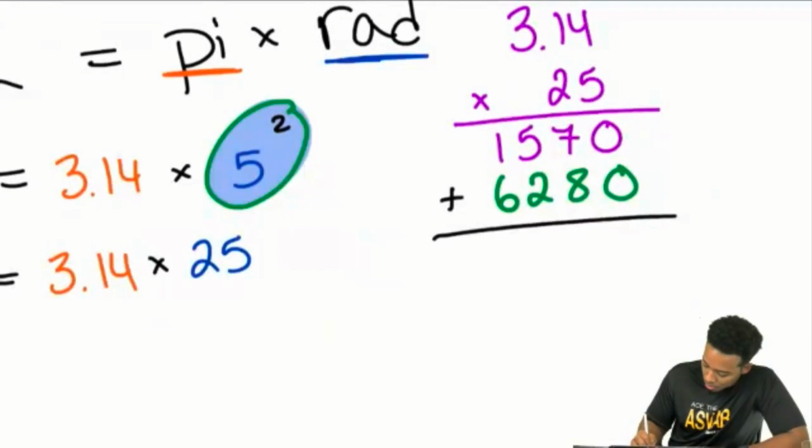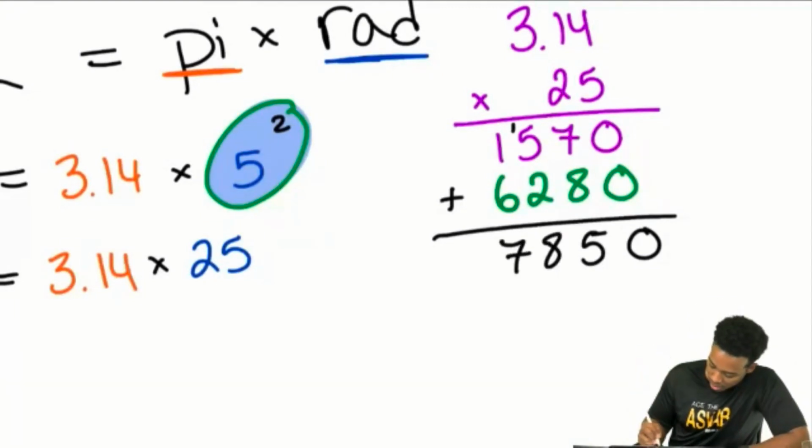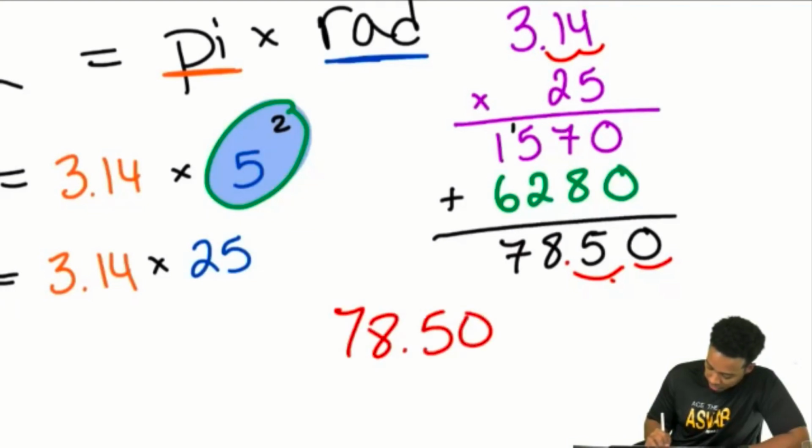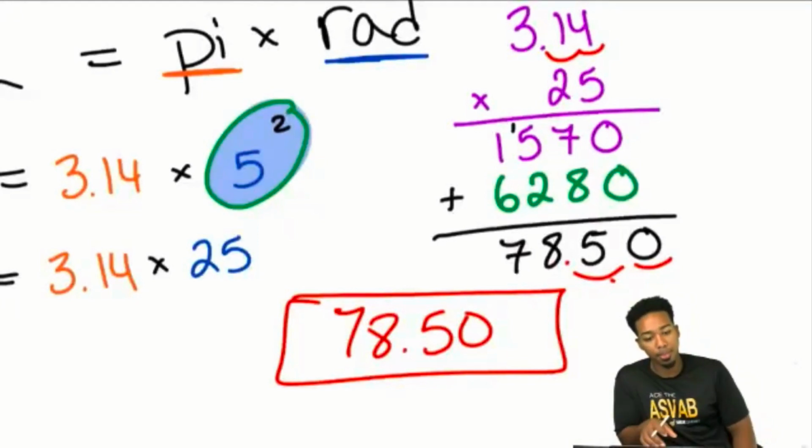But here we go. 0, 5, carry the 1. 5 plus 2 is 7. Carry that 1 is 8. Then 1 plus 6 is 7. And so our answer here, we have 1, 2, 1, 2... we have 78.50 in terms of the area.